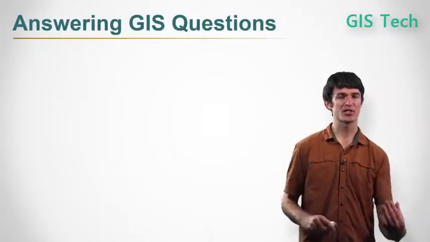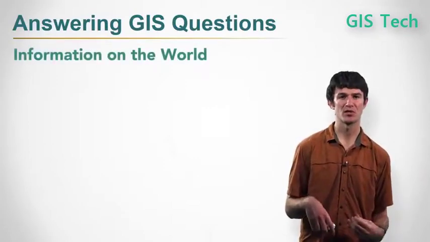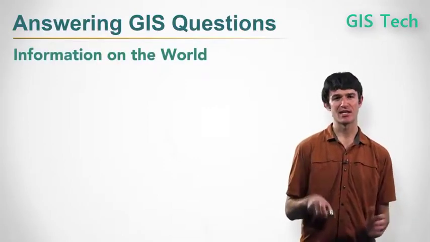So to answer those questions we're asking of the GIS, we need some information on the world. That information can fall, broadly speaking, into two buckets.